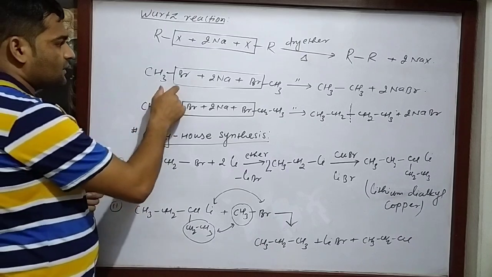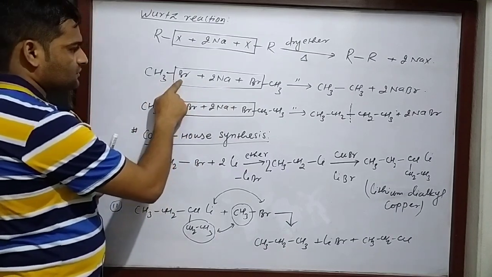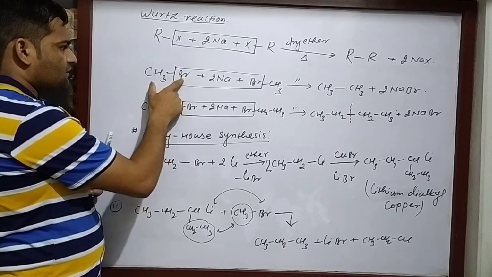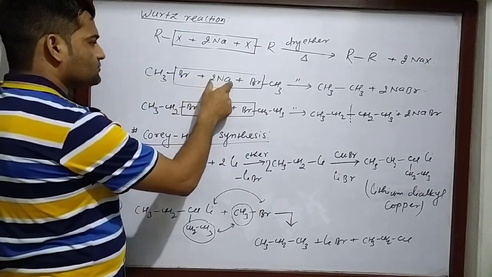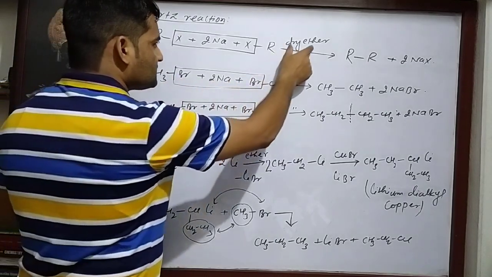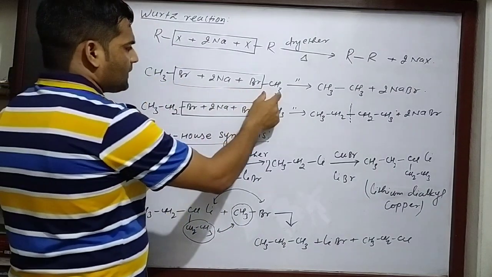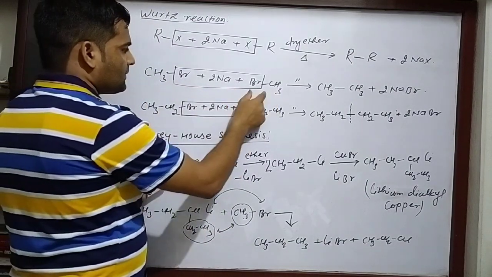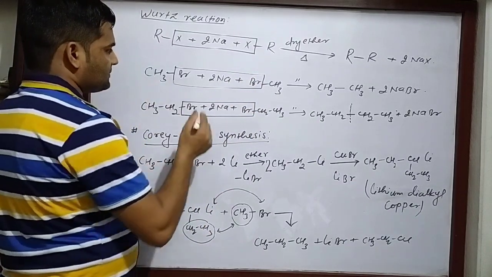When we react an alkyl halide, CH3Br, this is methyl bromide, when we heat alkyl halide with sodium metal in presence of dry ether, two molecules of alkyl halide are involved in the chemical reaction. And what happens in this chemical reaction?